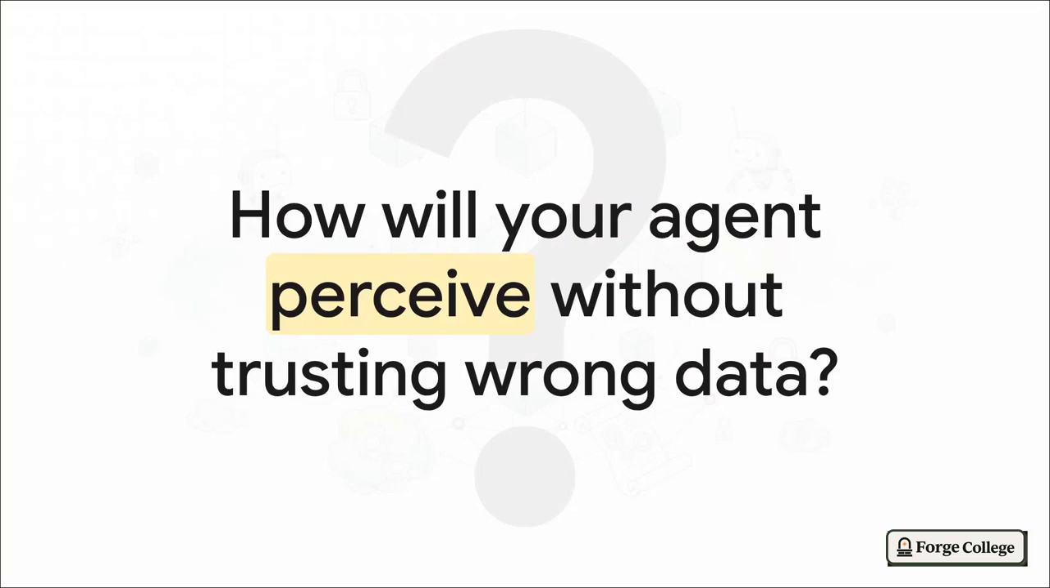I'm going to leave you with this final, somewhat provocative question. How will your agent perceive the chain without trusting the wrong data? You've got the robust architecture now to handle data safely, but you still need to make sure the data feeding into it is actually reliable. We'll be tackling that exact question in our next explainer on decentralized data interactions.